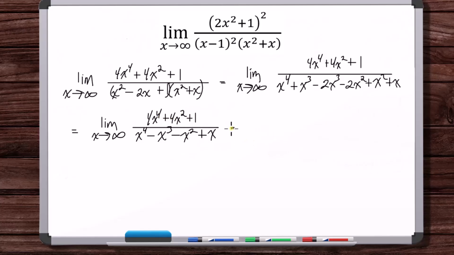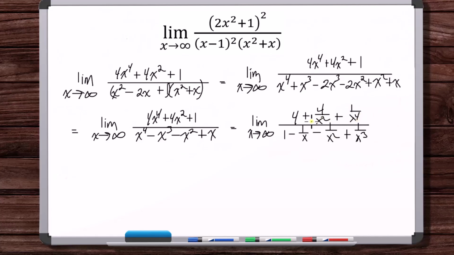Okay, there you go. So now dividing the numerator and denominator by x to the fourth, you get 4 plus 4 over x squared plus, okay, now plugging in infinity, all of this goes to 0, all of this goes to 0, so this limit goes to 4. You have a horizontal asymptote at y is equal to 4.